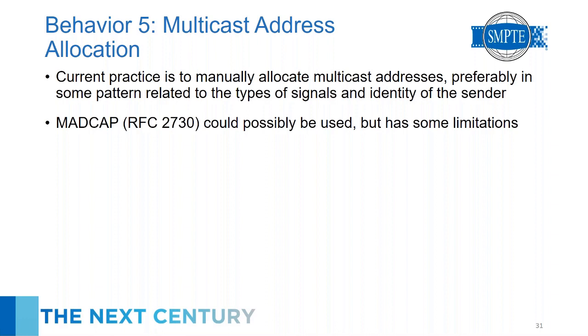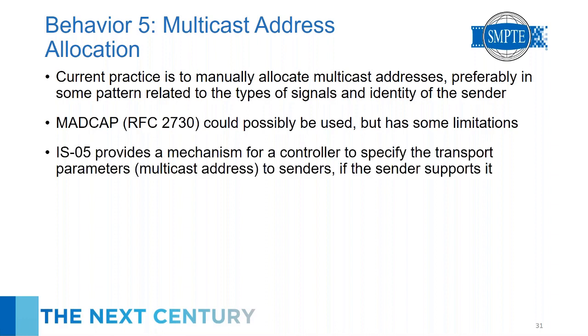So there is an RFC 2730 called MADCAP that describes how to allocate multicast addresses in an automated way. But the more we looked into it, it has a lot of limitations, and we ultimately decided it had too many limitations. ISO 5, remember that, ISO 5 actually has a mechanism for the controller to tell a sender what addresses to use if the sender supports it. Now, not all senders support it today, but it is a valid mechanism.